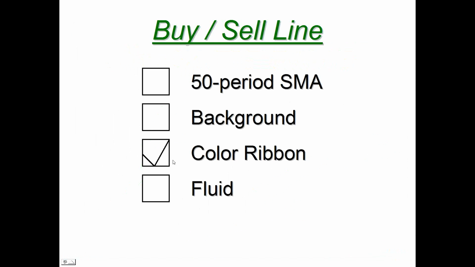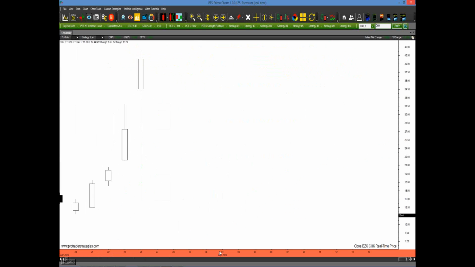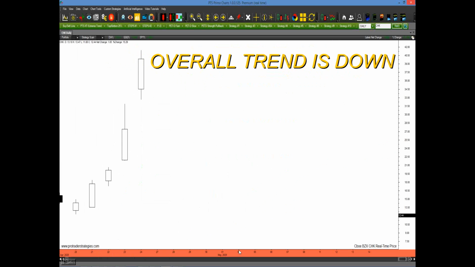In the drop-down menu, click on color ribbon. Let's see what the color is. Reddish orange. So what is that telling us? It's not blue. It's telling us the overall trend is down. Now, most of you would say, well, how could the trend be down? We've just been going up for the last week.